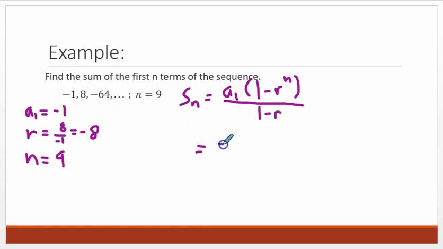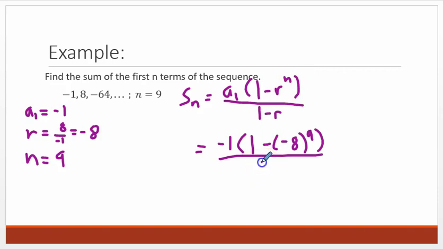A sub 1 is negative 1. 1 minus, now be careful with plugging in a number that has a negative sign attached to it. So I need to use parentheses here to show that it's negative 8 in parentheses being raised to the 9th power. When you have negative numbers being raised to powers, it's very important that you use parentheses correctly. So the number being raised is negative 8. Put the negative 8 only in the parentheses.